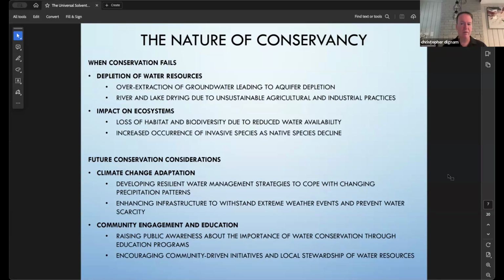So that's a very practical, real study that students can explore at almost every grade level, starting with kindergarten, where we live and how we live, and sometimes where we can't live anymore because of conservation failure. Considerations would be climate change adaptation, looking at resilient water management, scarcity. Community engagement is a big piece.